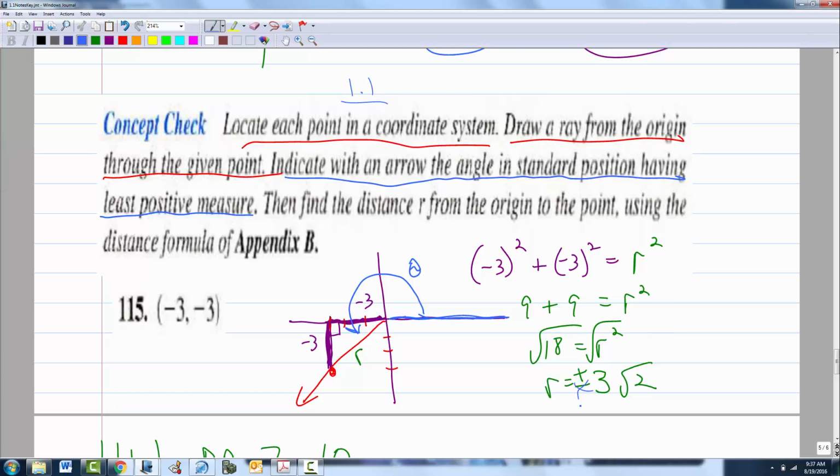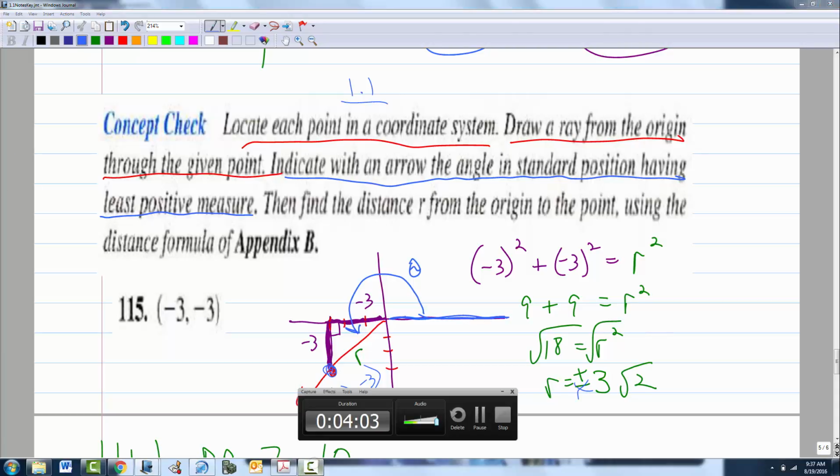Indicate with an arrow the angle in standard position, having least positive measure. So this is the angle starting from the positive x-axis to this terminal side that's created, the terminal side that passes through this coordinate. Here is -3, -3. So looking at the directions, that's what you did. You're going to do this a million times this year. Coordinate trig, making a right triangle, terminal side passing through that, and so on. Okay, so that handles, I think, 117 in your homework.